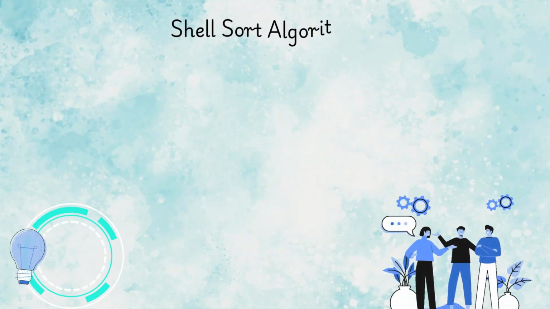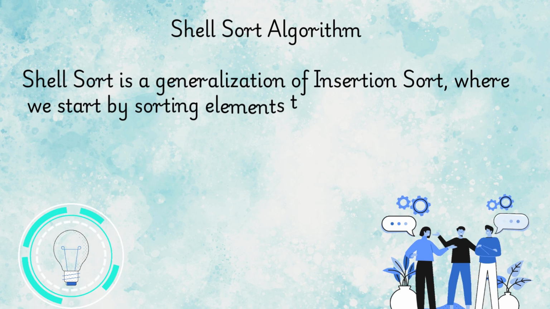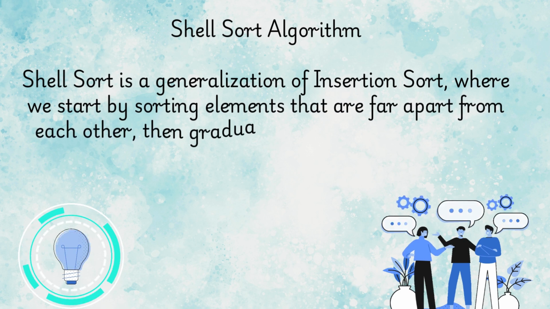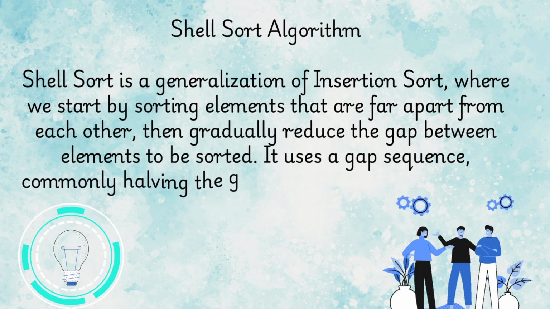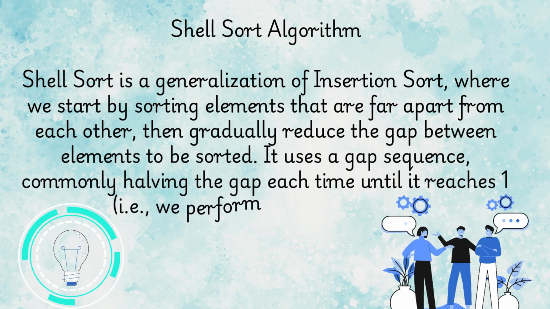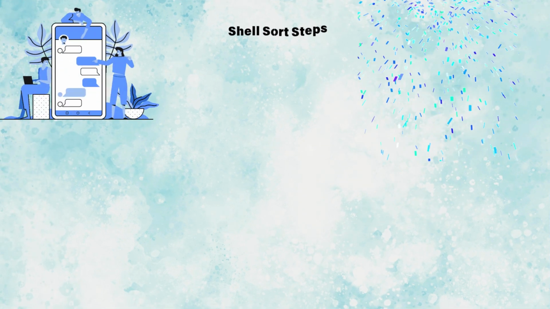Shell sort algorithm. Shell sort is a generalization of insertion sort, where we start by sorting elements that are far apart from each other, then gradually reduce the gap between elements to be sorted. It uses a gap sequence, commonly halving the gap each time until it reaches 1, i.e., we perform an insertion sort.